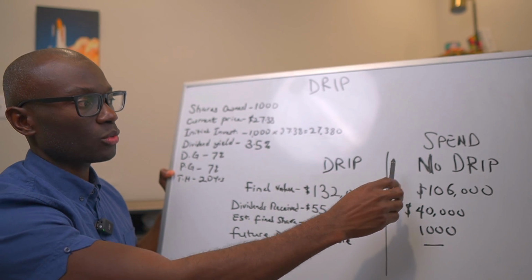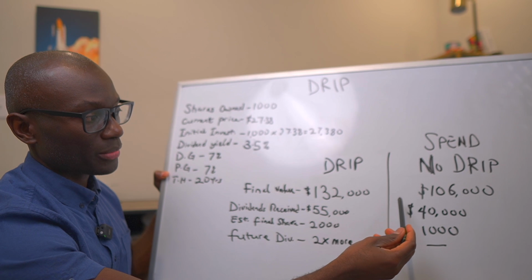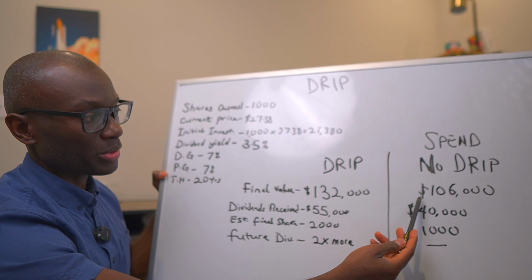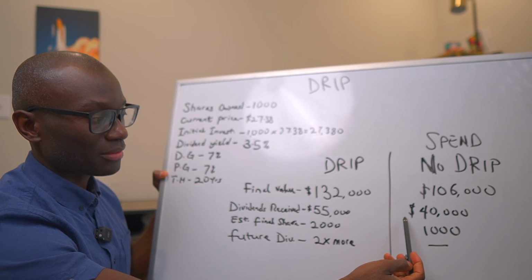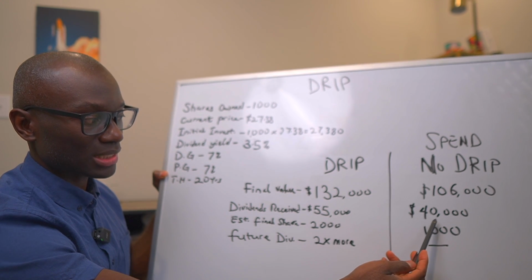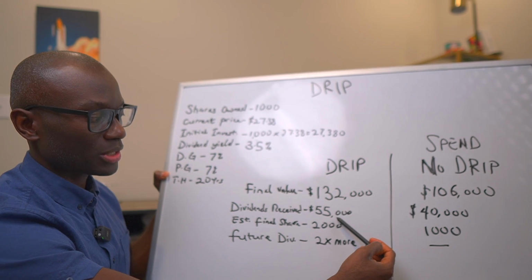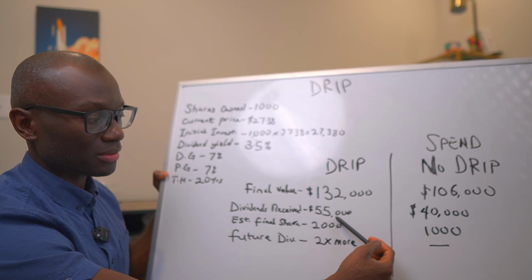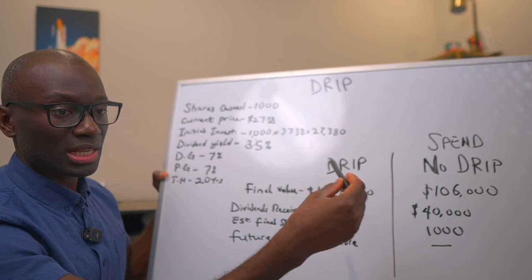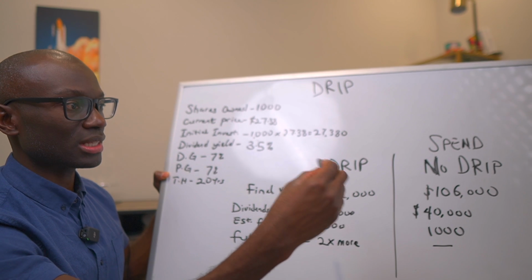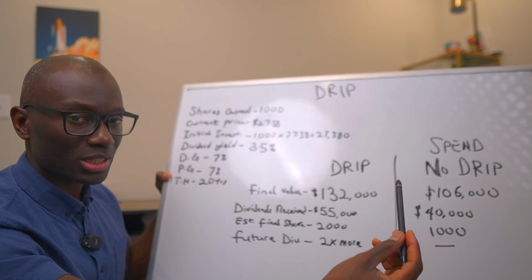Now, for somebody who chooses to spend the dividend they receive, the final value will be around $106,000, and they would have received about $40,000 in dividends. And you can see this is important, right? Somebody who reinvested their dividends would have about $55,000 received over time. Why? Because more shares are being bought with those dividends, which means that it continues to grow, and that's the compound interest part of it as well.